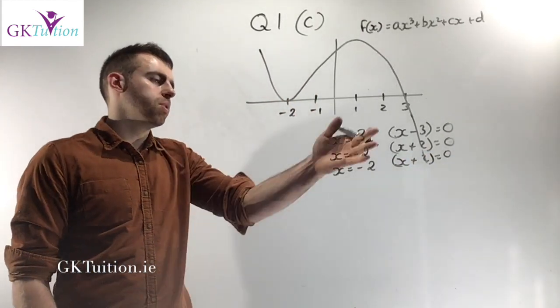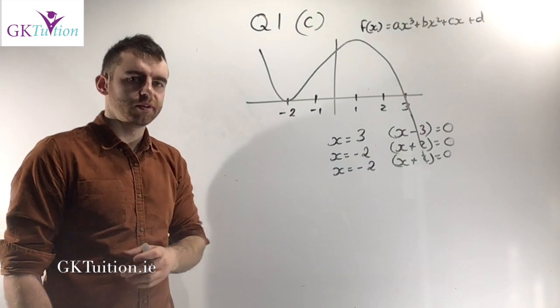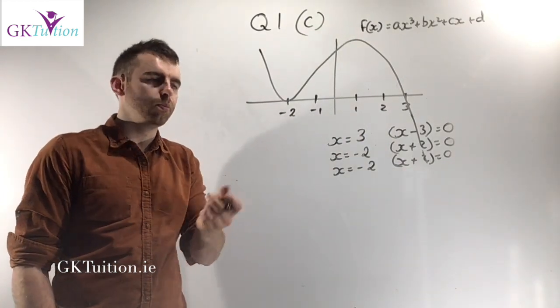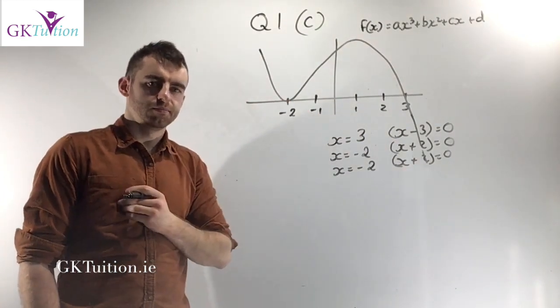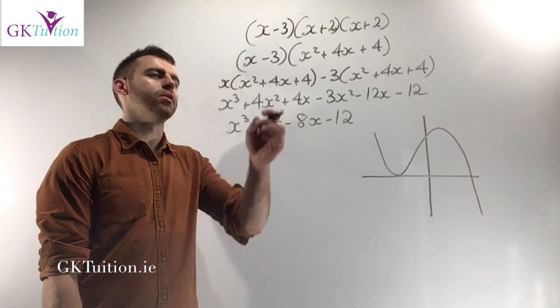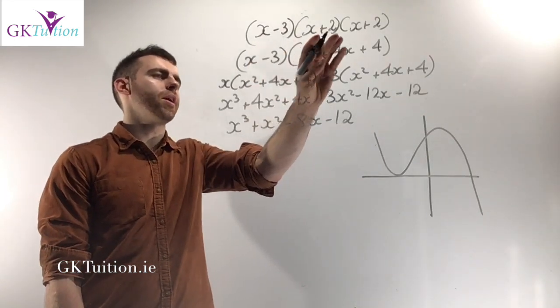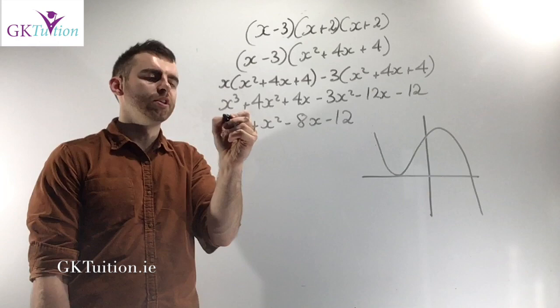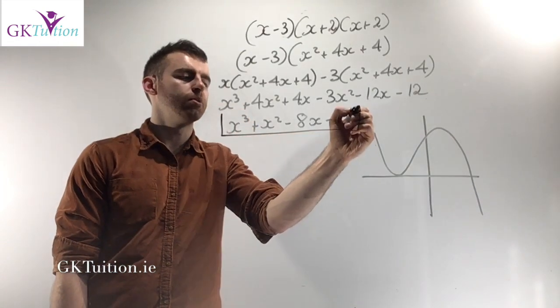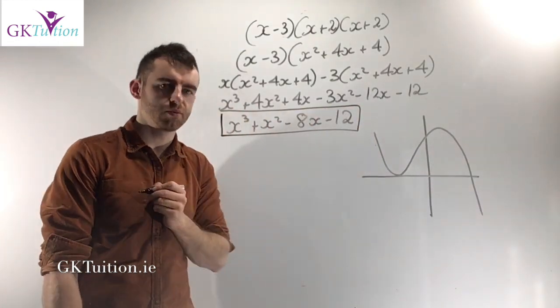And now if I multiply the three factors by each other, that will give me the equation for a cubic that has these roots in it. So it's very straightforward to work through this. We just multiply x minus 3 by x plus 2 by x plus 2. And when you do that, you should end up with x cubed plus x squared minus 8x minus 12.